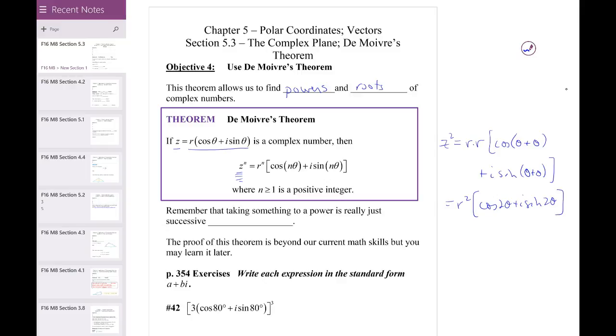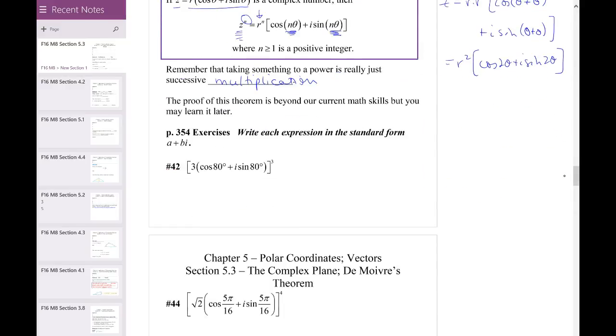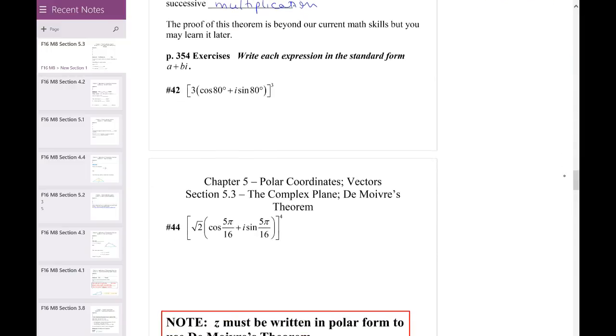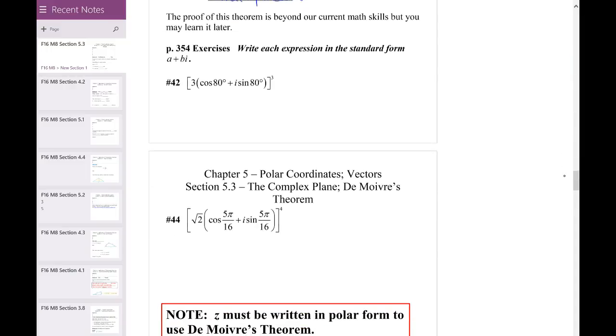So do you see where the formula comes from? It says multiply the theta by whatever this power is. And then r is to that same power because you've just multiplied it by itself over and over again, however many times the number n is. So remember that taking something to a power is really just successive multiplication. That's the meaning of the exponent. The proof of this is a little beyond our skills, but you can learn it later if you need the proof.